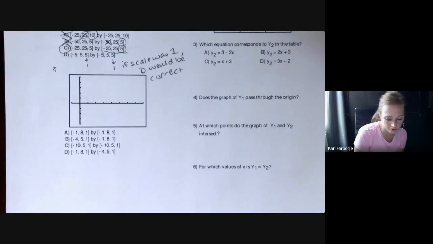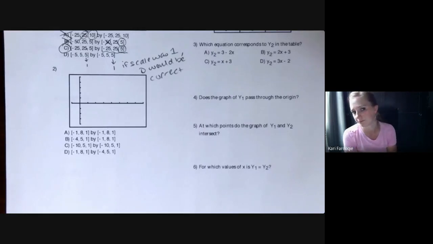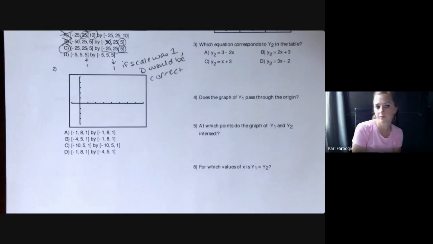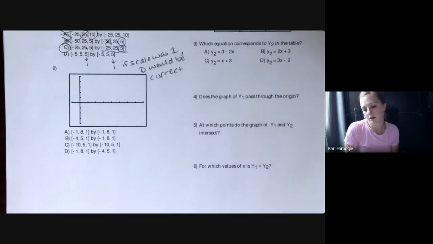And I have someone volunteering that it is D. What do you guys think? Is it D? Well, if it's not, we can quickly rule it out. I would definitely say no to A, because you do not have the y-axis going from -1 to 8.